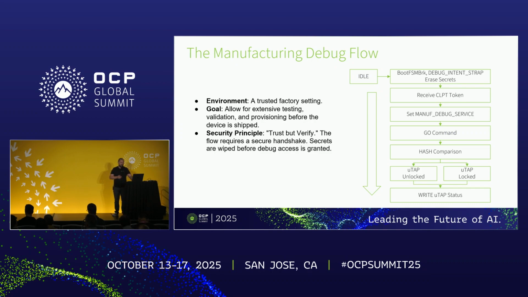Okay, so there are two types of debug unlock functionality available in Caliptra Subsystem. We separate them into manufacturing and production debug unlock flows.